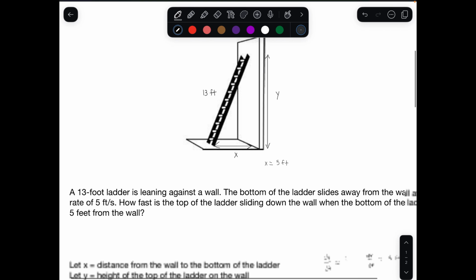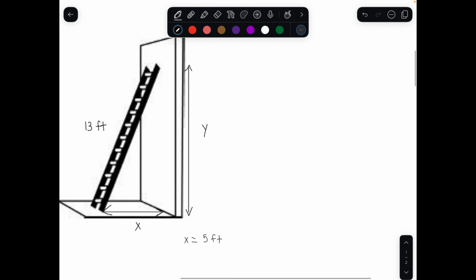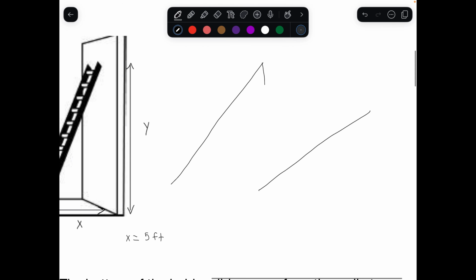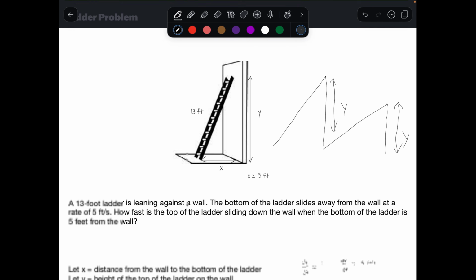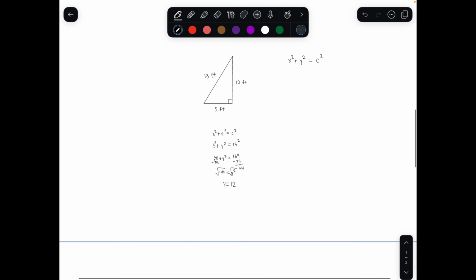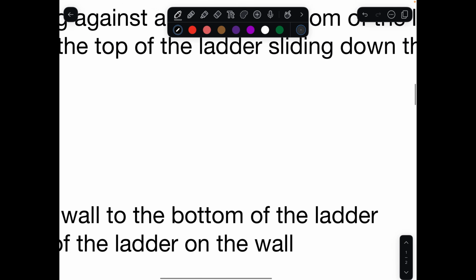Because y is going to change: if x slides away from the wall, it's going to look like this, then it's going to look like this, and you see how this distance, y, is just going to keep on decreasing. So y is also going to change, and so is x. But c stays constant at all times. This is always going to stay 13 feet.